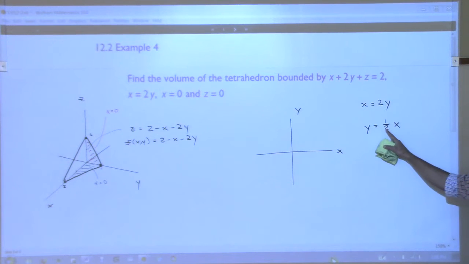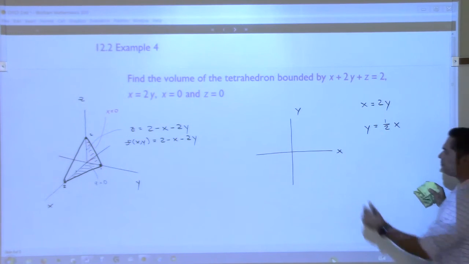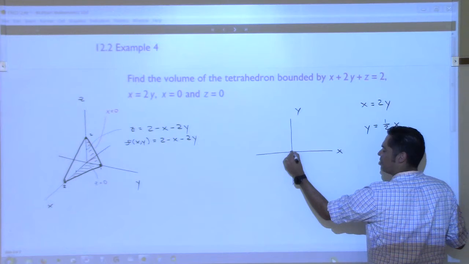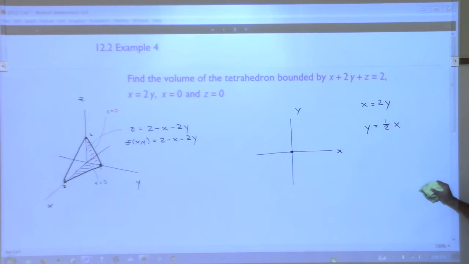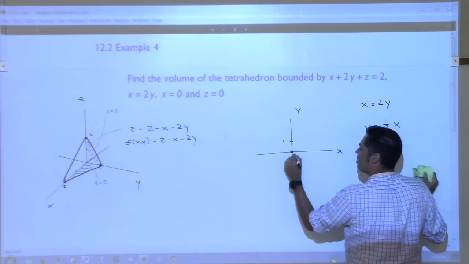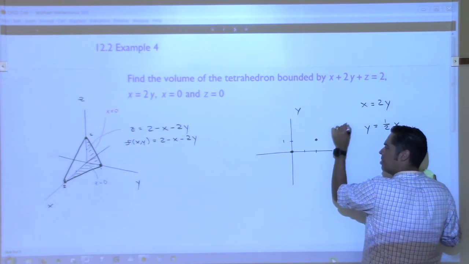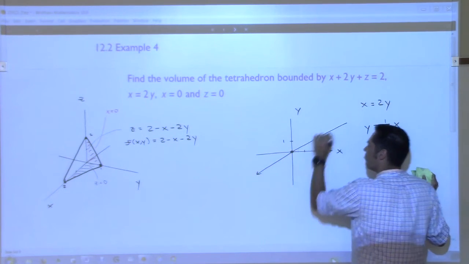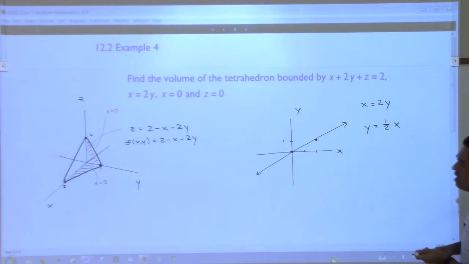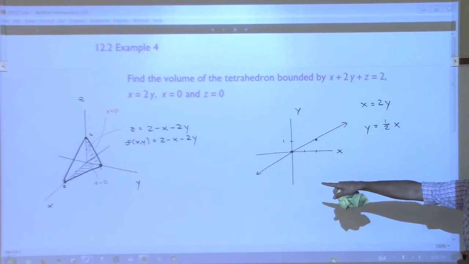And that's a line. So we can graph this line. It has a y-intercept of 0, so it goes through the origin. It has a slope of 1/2, so up 1 over 2. So it goes up 1 on the y, and goes over 2 right there, and it would be this line, wouldn't it?